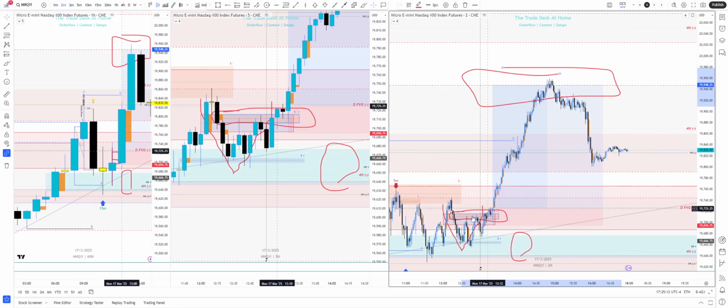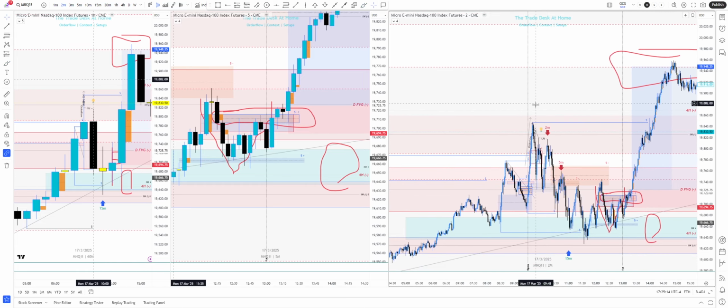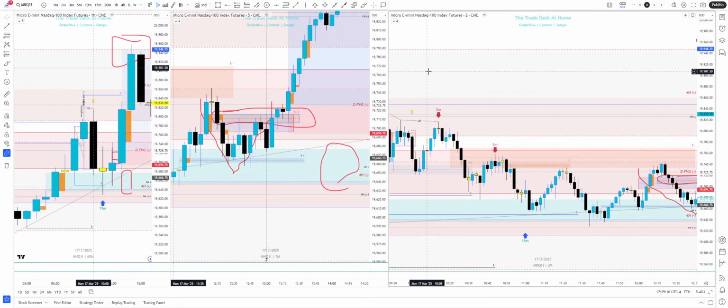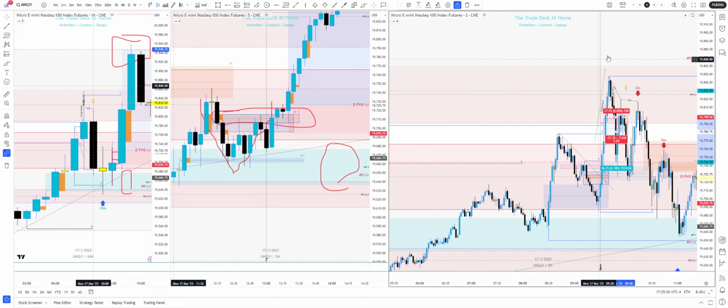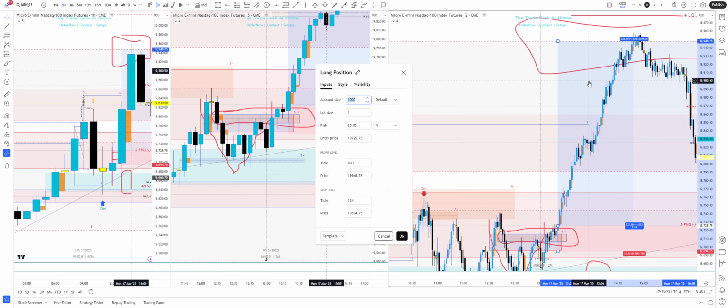The reason I'm salty is that this setup was so much more clean and so much clearer than my first trade that I took, which is really tiny, that you take a look at. But then you see this trade, and it's so beautifully made.